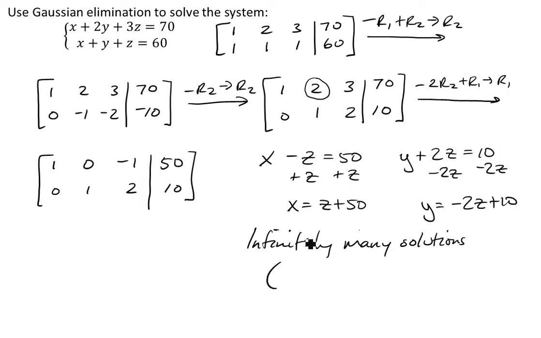So our general solution has an x-coordinate of z plus 50, a y-coordinate of -2z plus 10, and a z-coordinate of z, meaning that could be any number.